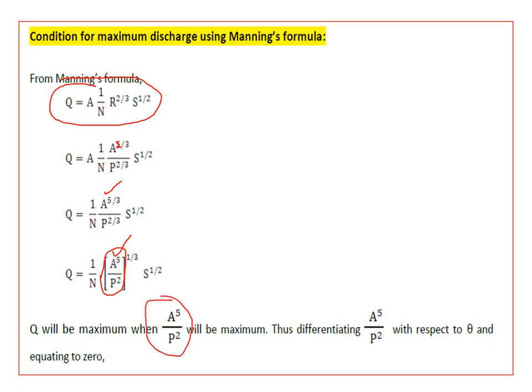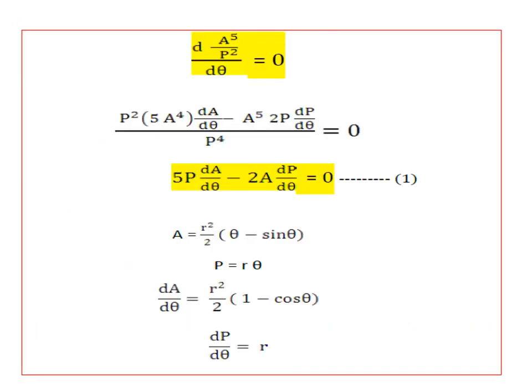then you put it equal to zero. Using the quotient rule, it is denominator times differentiation of numerator minus numerator times differentiation of denominator, by denominator squared. So this will become 0. Now this will get cancelled out with this, so one P will go off and one P will remain. Therefore, 5P dou A by dou theta minus 2A dou P by dou theta should be equal to 0. Substitute the value of A, the value of P, the value of dou A by dou theta and the value of dou P by dou theta, and solve it.